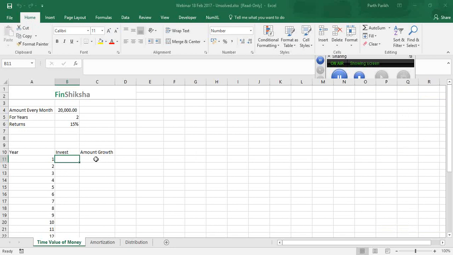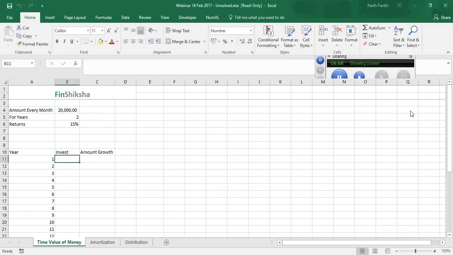Over here we have taken an example: every month I have 20,000, for 2 years. So I have to invest this 20,000 for 2 years, and I'm expecting a return of 15%. Fair enough. I want to find out, if I invest 20,000 every month and I am generating a 15% annualized return, what is the amount of money I will have at the end of the 2 years?